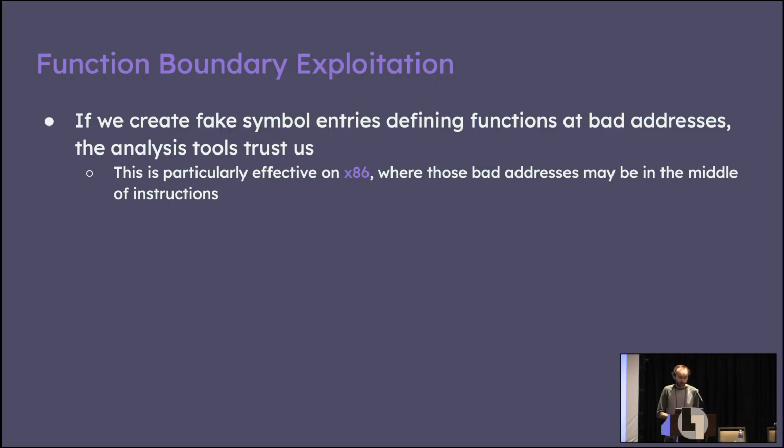And so the trick here is really simple. I promise they get more complicated from here. But if we create just fake symbol entries that say a function starts at a place where a function doesn't really start, the analysis tools just sort of trust us. And this is particularly effective on x86-based processors because those bad addresses can actually be in the middle of instructions, which causes the analysis tool to just start processing bad data, and things go wrong pretty quickly.